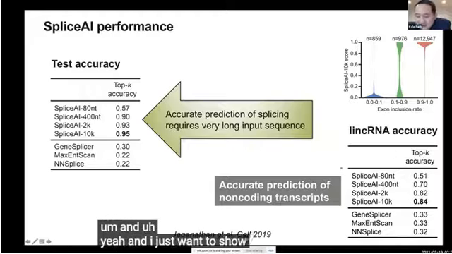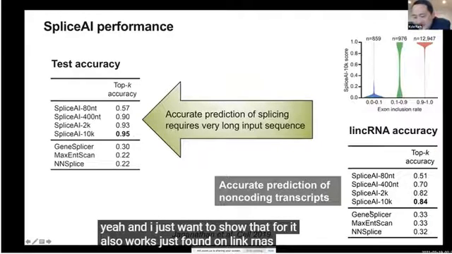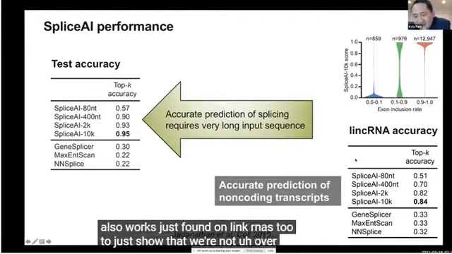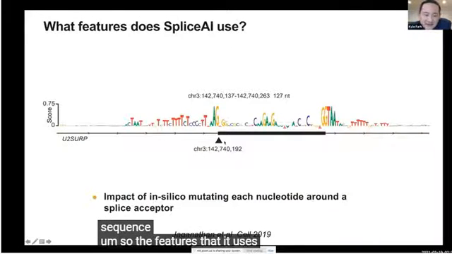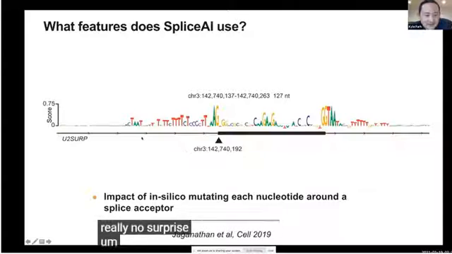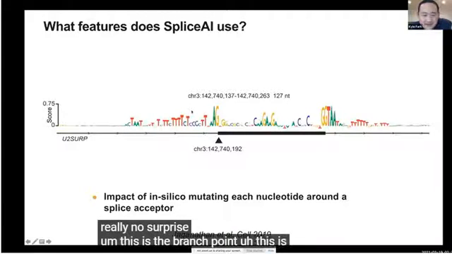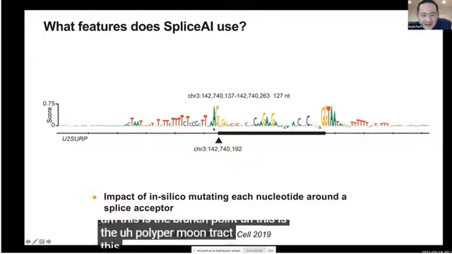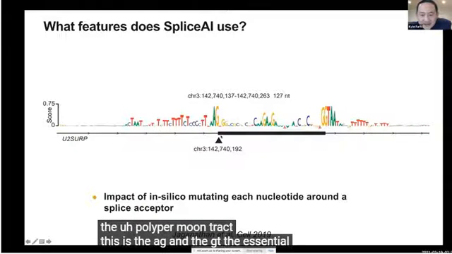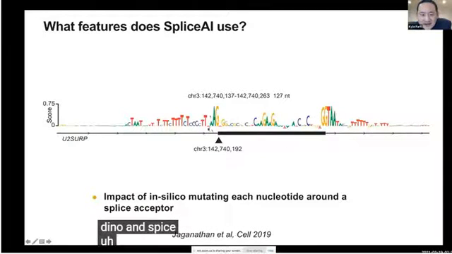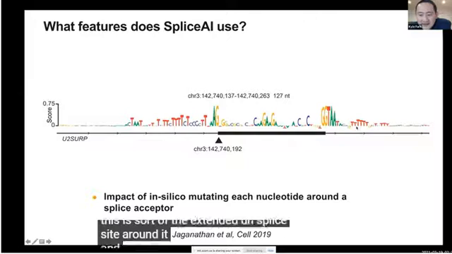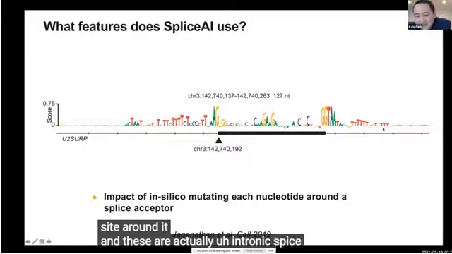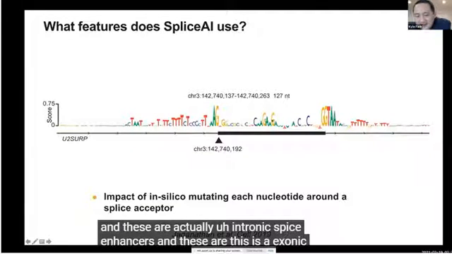Yeah, and I just want to show that it also works just on lncRNAs too, to show that we're not overfitting purely on protein coding sequence. So the features that it uses are really no surprise. This is the branch point. This is the polypyrimidine tract. This is the AG and the GT, the essential acceptor and donor splice dinucleotides. And this is sort of the extended splice site around it. And these are actually intronic splice enhancers, and this is an exonic splice enhancer.